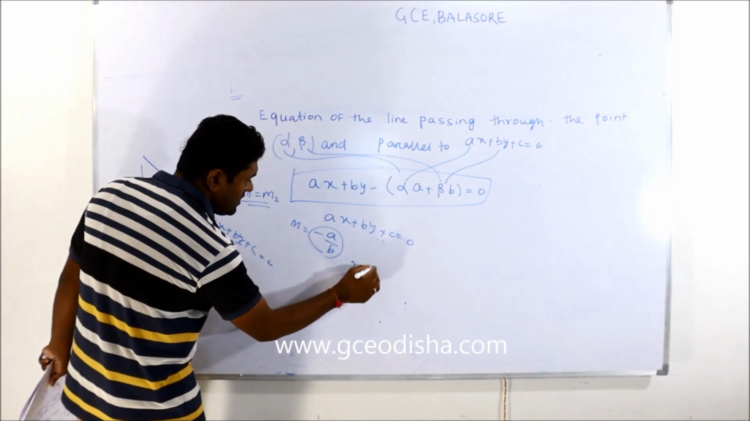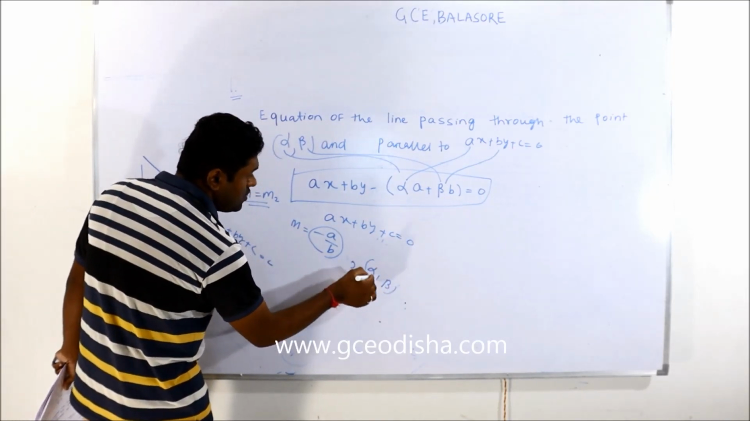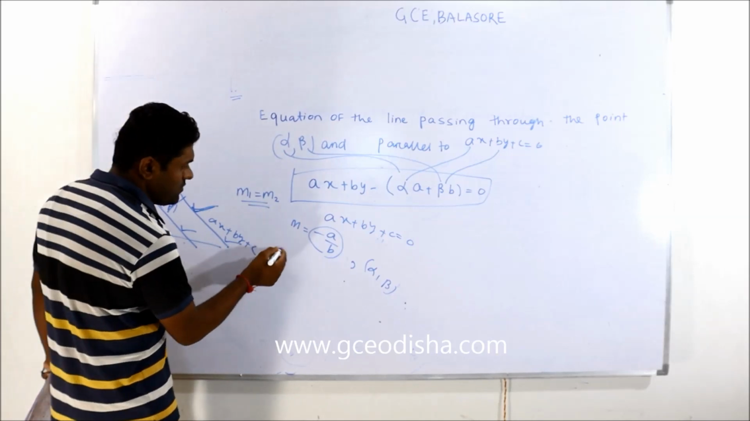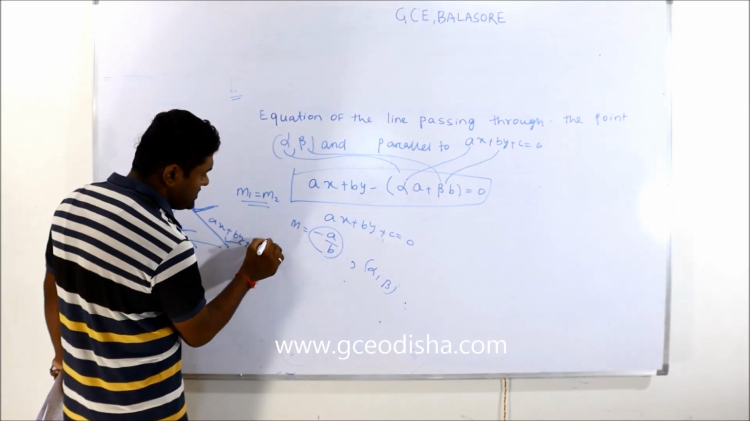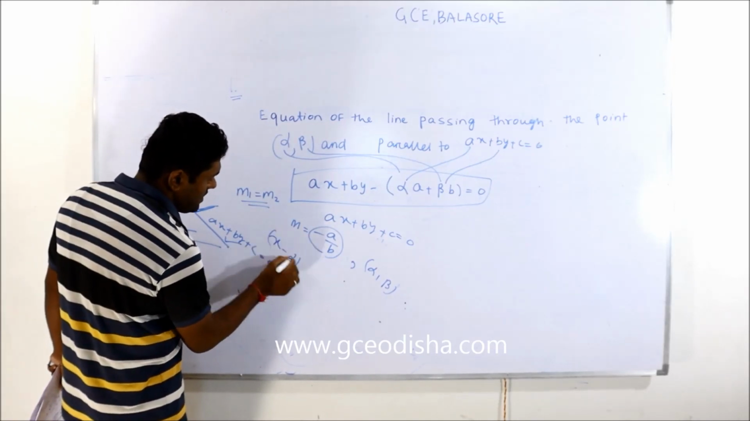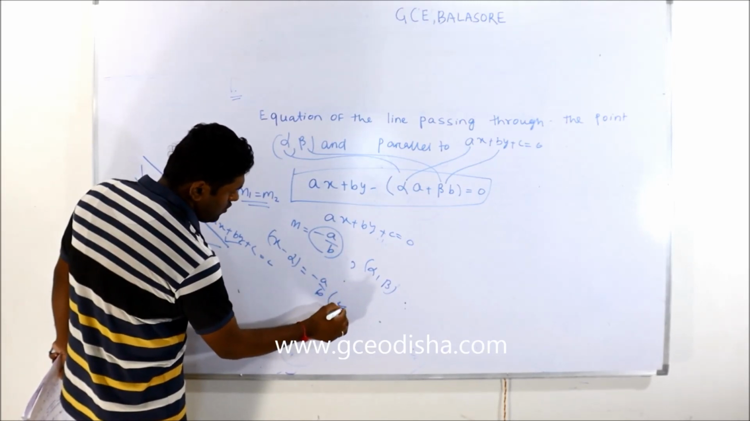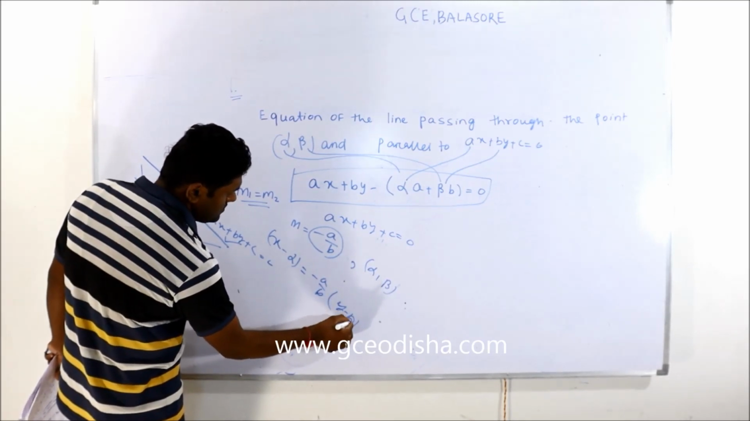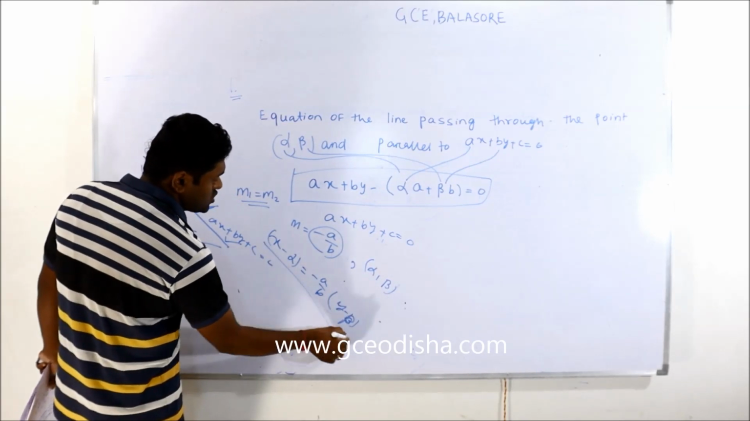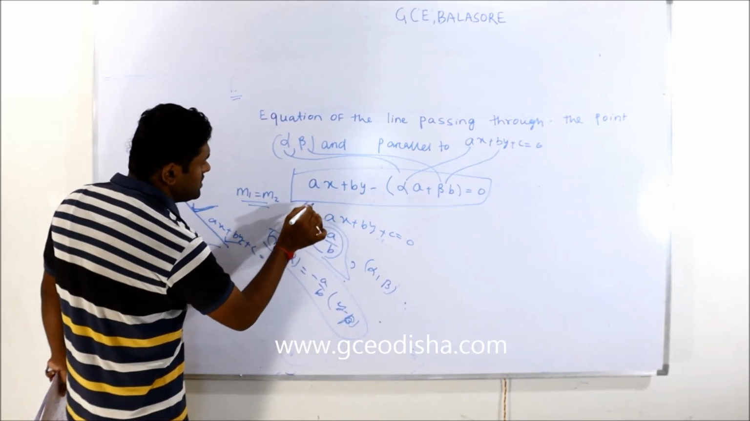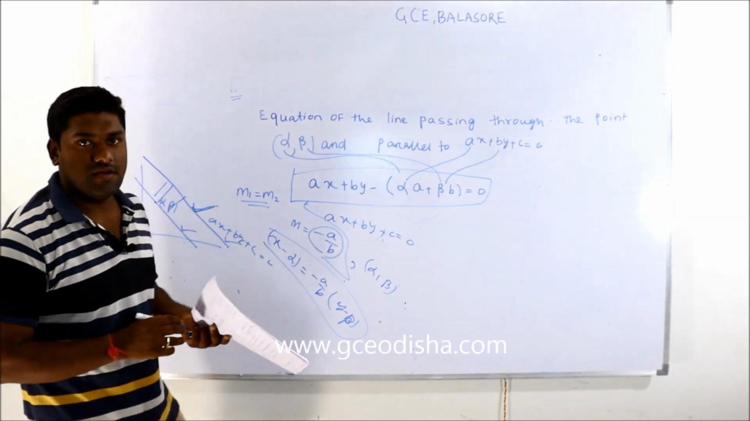And the slope is given, and another point is given. As I told you previously, there is a formula when the slope and one point are given: x minus alpha is equal to minus a by b into y minus beta. When you solve this equation, it will come to this. Easily, you can find that.